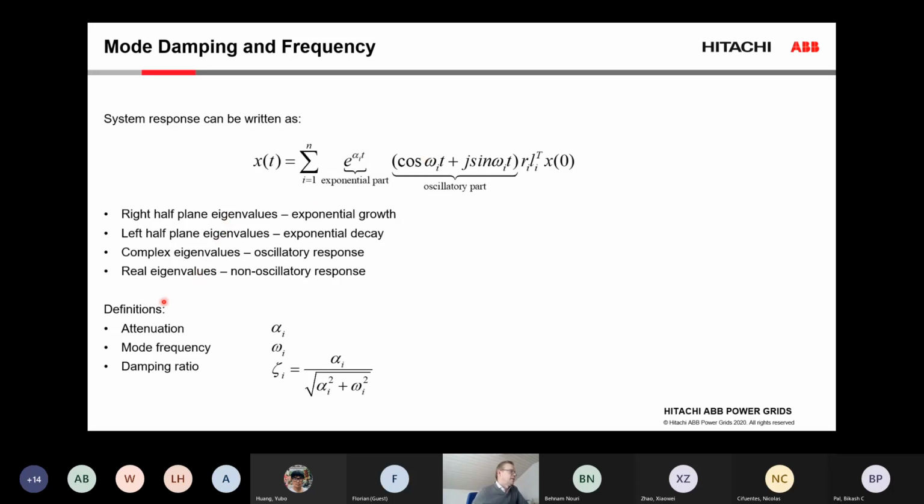We usually define here three different things. Here we define the attenuation, which is basically a measure of how quickly any instability will grow or any perturbation will disappear from the system in case the alpha is negative. We could talk about the resonant frequency or the mode frequency, which is given by the complex part here, and a damping ratio that can be defined based on those two previous things.